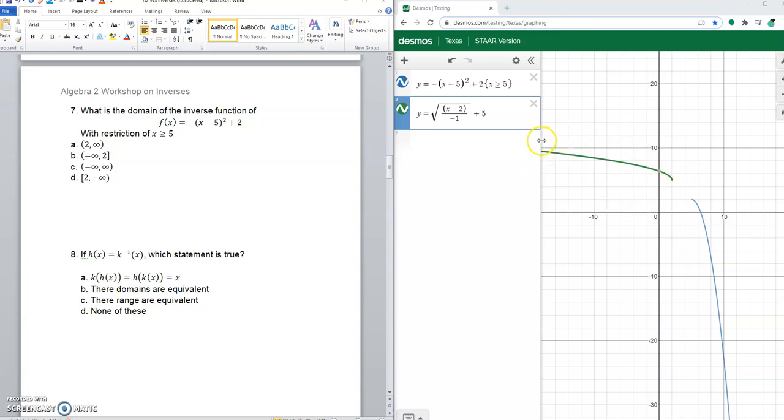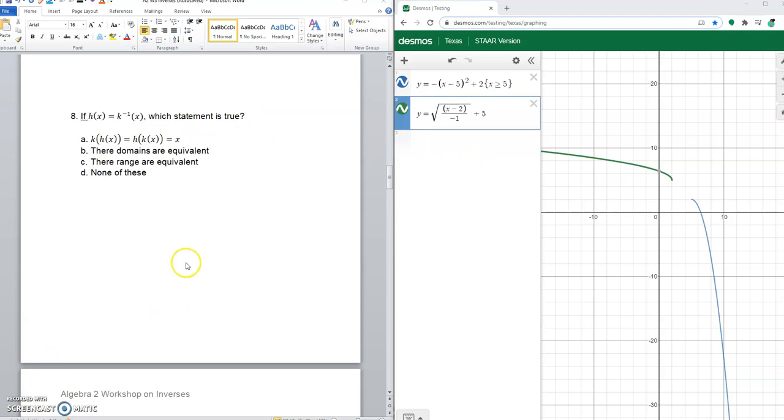The inverse has a domain which is left to right. So left to right, that is arrow, considered arrow. So that is negative infinity all the way up to 2. So your answer here is letter B. All right.